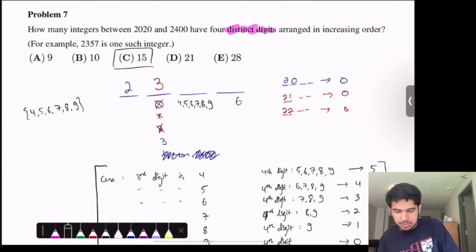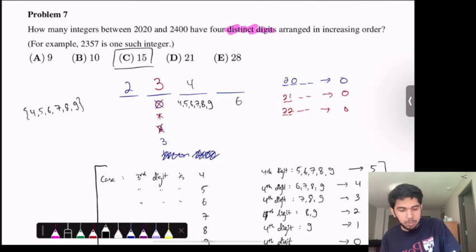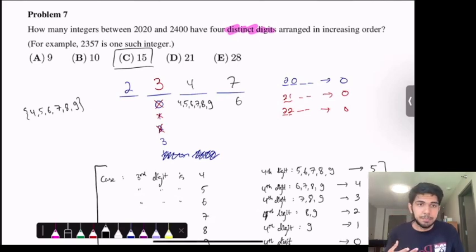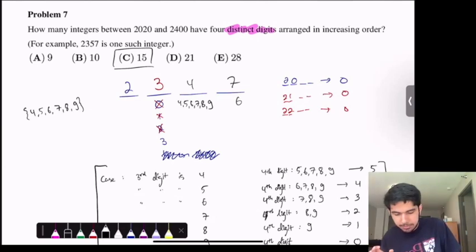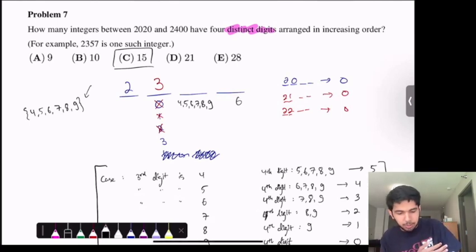Choose two other values. Maybe 4, 7. And again, that works, but 7, 4 doesn't work. So it seems that if we take two different numbers from the set, let's call them x and y, and let's say x is less than y, then 2, 3, x, y creates a number that works.